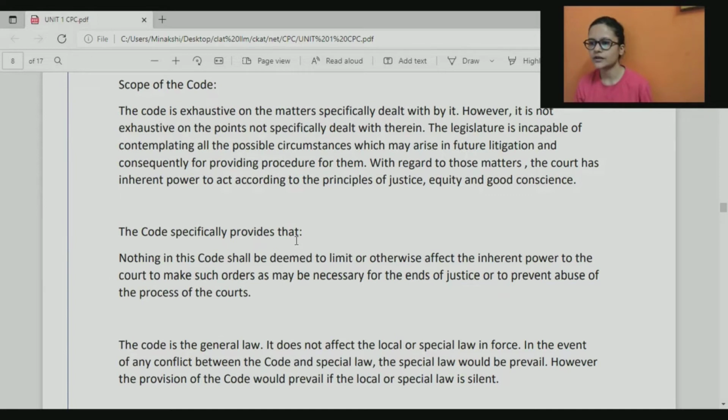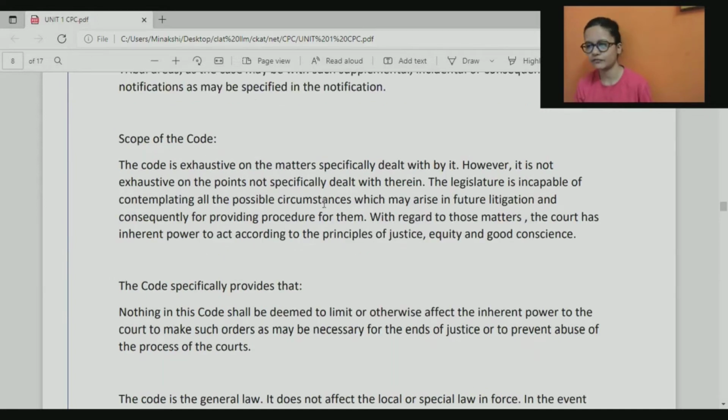All right. The next part is on the scope of this legislation. So this code is exhaustive on matters specifically dealt with by it. However, it is not exhaustive on points not specifically dealt with therein. The legislature is incapable of contemplating all the possible circumstances which may arise in future litigation, and consequently of providing procedure for them. With regard to those matters, the court has inherent power to act according to the principles of justice, equity, and good conscience.